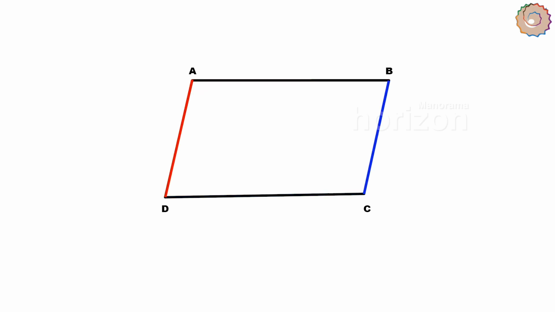Now, come to the proof. Opposite sides of a parallelogram are parallel. So, BC parallel to AD with BD as the transversal. Angle CBD is equal to angle ADB. What is the reason behind? They are alternate angles. Mark it as equation number 1. Next, AB parallel to DC with BD as the transversal. Angle CDB is equal to angle ABD. Reason, they are alternate angles. So, mark it as equation number 2.